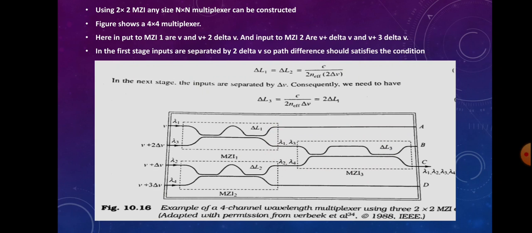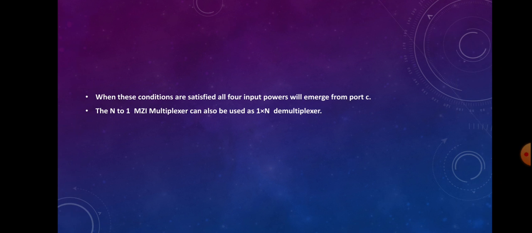Similarly, we can use the same multiplexer as a demultiplexer also. An n to 1 MZI multiplexer can also be used as a 1 by n demultiplexer.